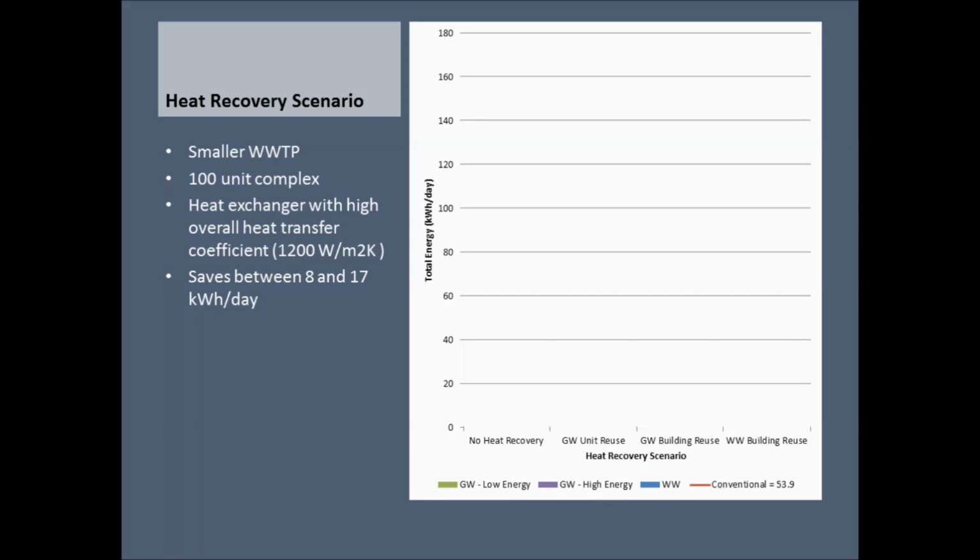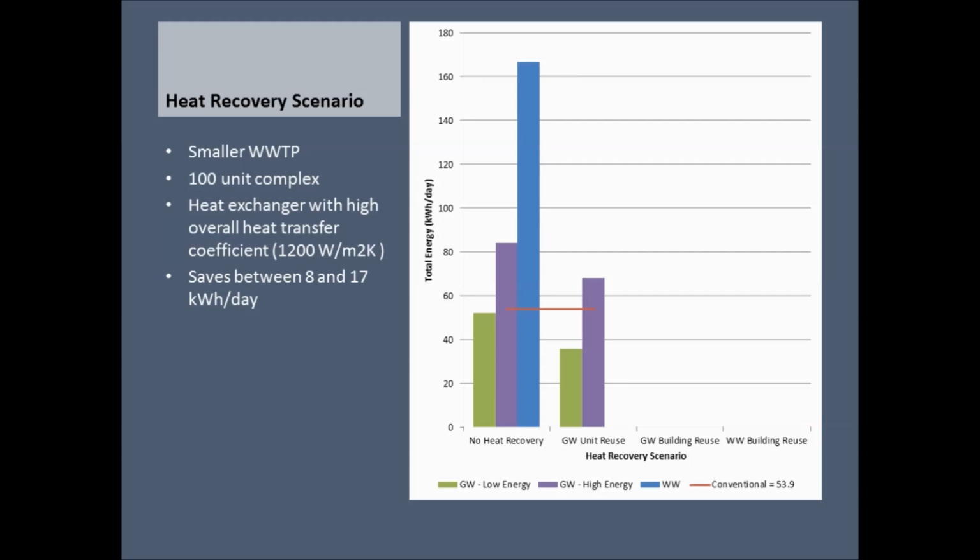So for our heat recovery scenario, I used the scenario of the 100 unit complex with a smaller wastewater treatment plant. So on these bars right here, this is the total energy for no heat recovery, showing the energy to treat graywater with a low energy and high energy estimation, as well as the wastewater. And then this shows the energy it would take if you recover graywater from an individual unit and applied heat recovery.